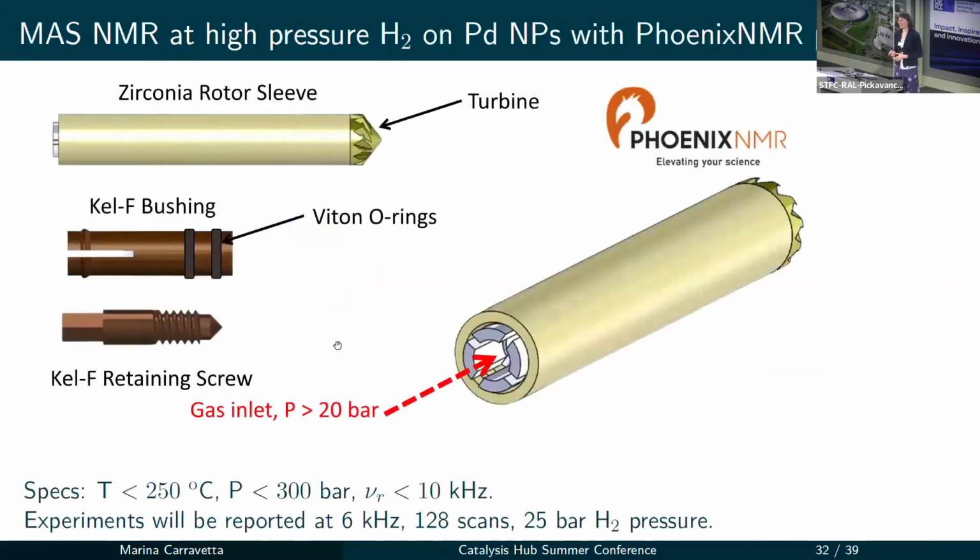One thing I mentioned earlier when we talked about the ethanol dehydration reaction is that we had some of the sample leaking out. This is a new piece of kit that we managed to get working recently in Southampton. So on this special rotor, we can work at temperatures up to 250 degrees with up to 300 bars. And in principle, we can rotate the sample up to 10 kilohertz. In the next few slides, we will show some results that we obtained at 6 kilohertz using hydrogen at 25 bar to actually generate the hydride of these palladium nanoparticles.